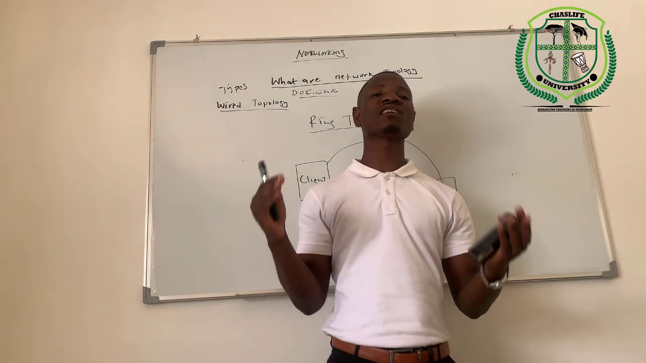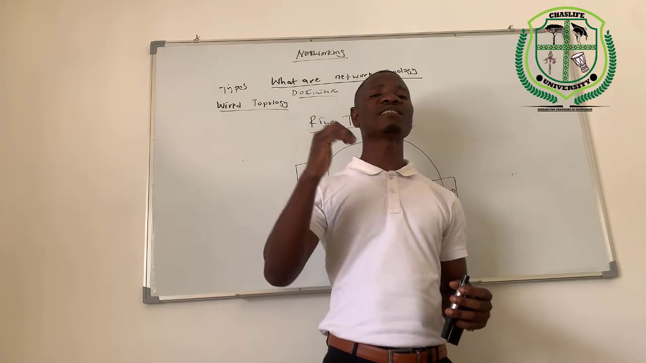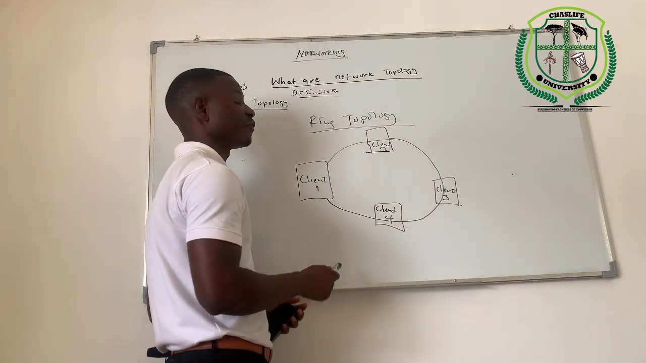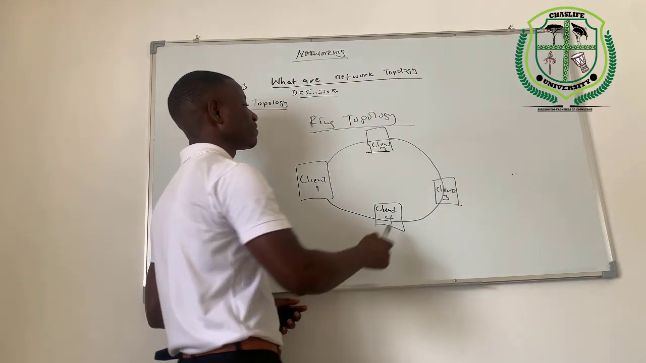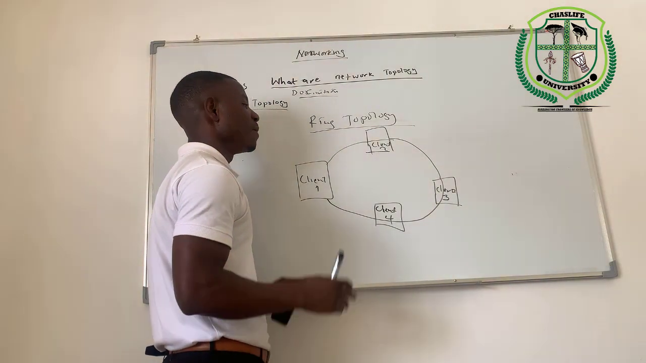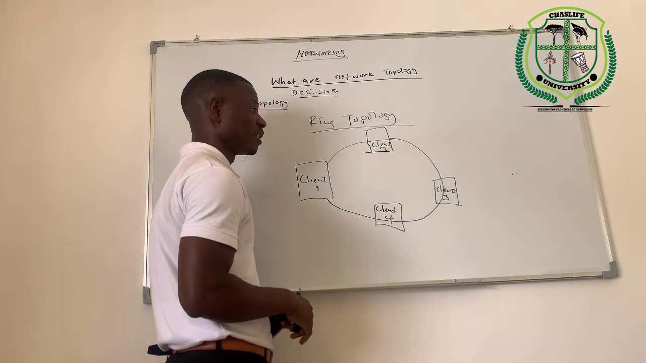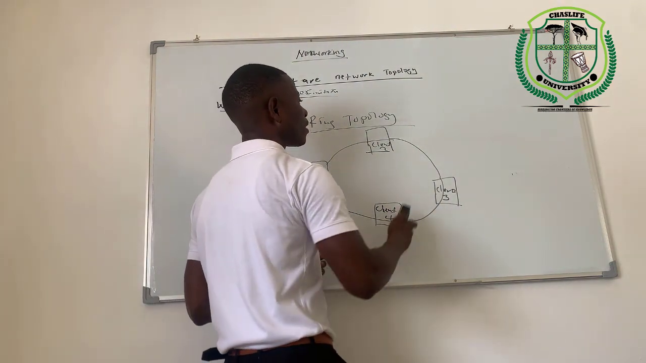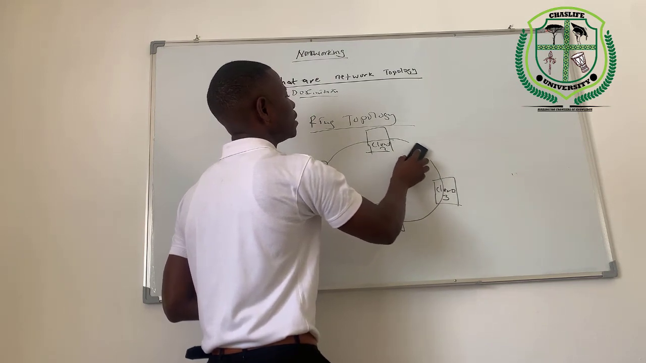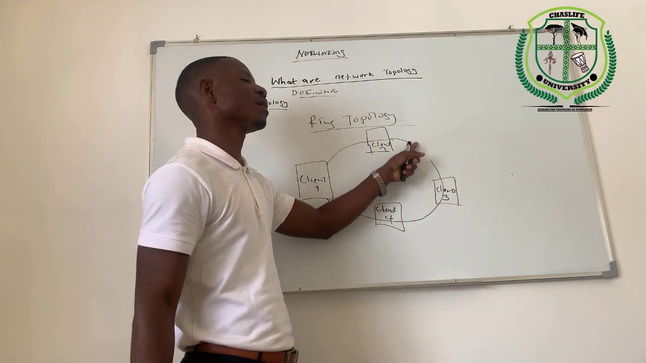But the disadvantage of ring topology is that since these computers are interdependent, they depend on each other. Let's say, for instance, if client 3 is not working, the process within this networking will be affected. And we can also give an example: if this cable within the ring is disturbed, maybe it is cut somewhere.